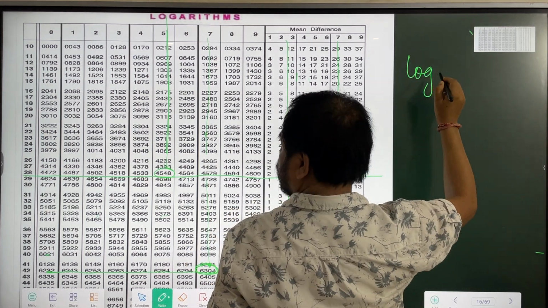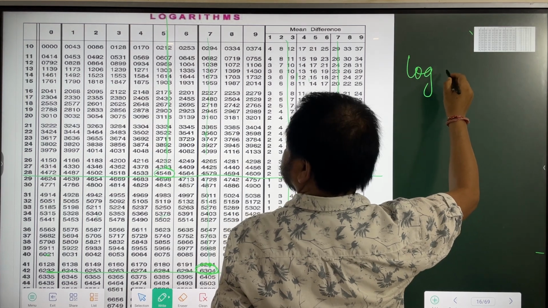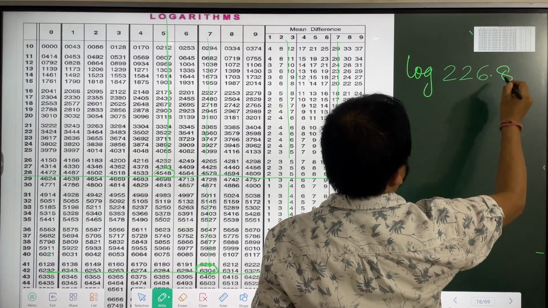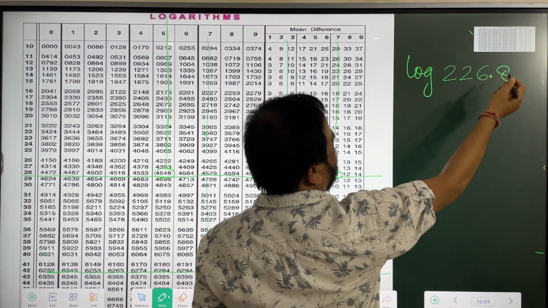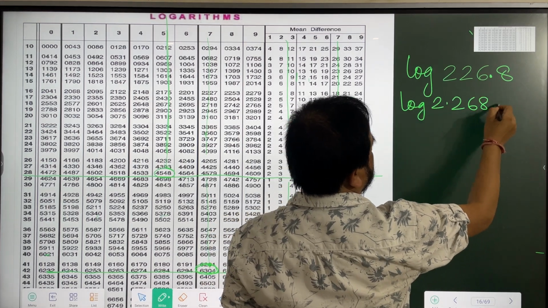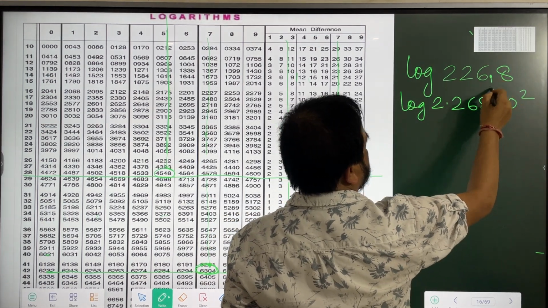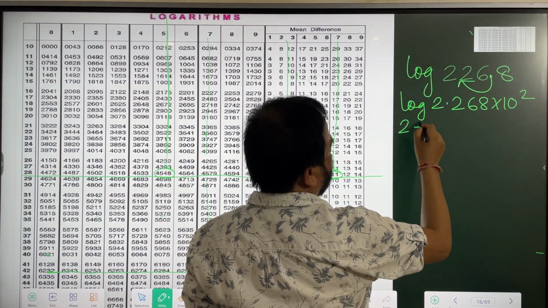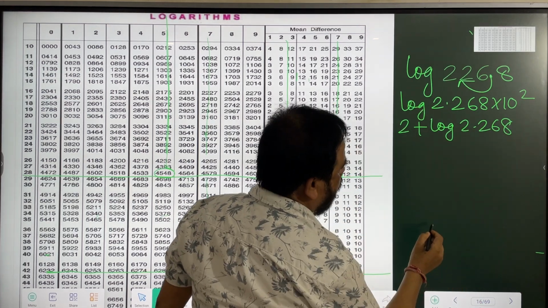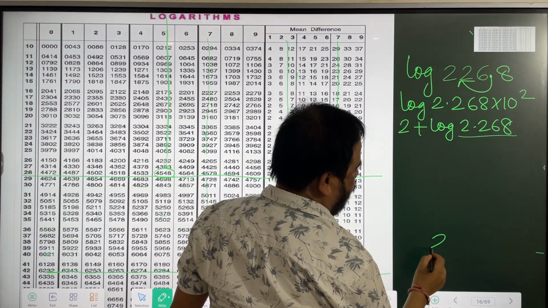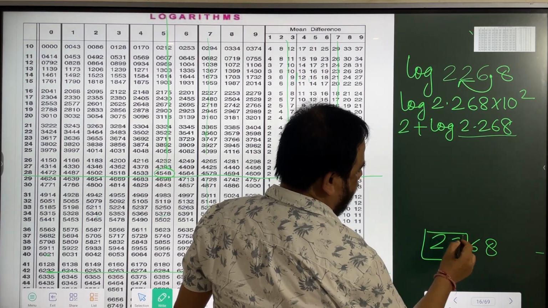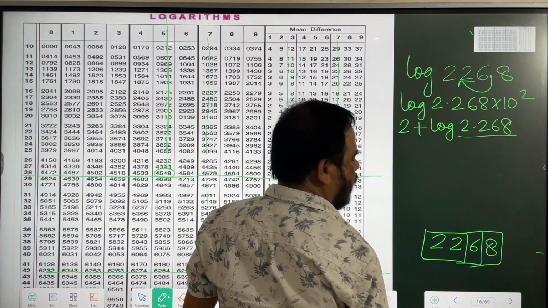Log, suppose 2268, that is 226.8. So how will I write log 2.268 into 10 to the power 2? Decimal moves 2 places. So 2 plus log 2.268. So significant digits 2268. The first one should be a pair, the second one is a single digit, the third one is single.